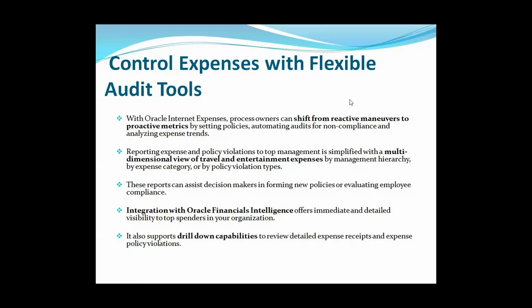So there can be multiple dimensions based on which these expenses may be viewed. Like, it can be viewed either by expense category, or by management hierarchy, or by policy violation types. Okay, so because the expense-related information can be viewed at multiple dimensions, the analysis of that data can be better, and as a result of better analysis, the process owners can design better policies which will ensure that all the expenses are controlled proactively.